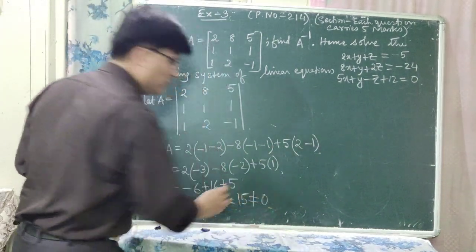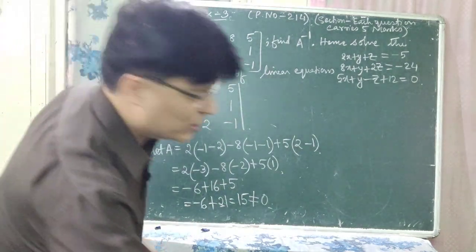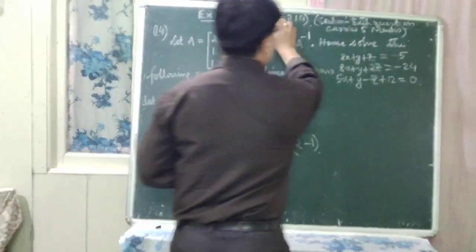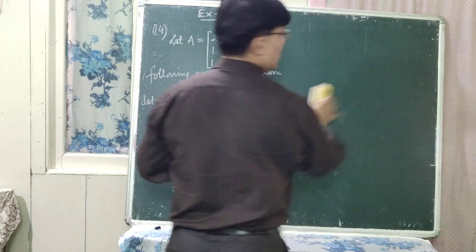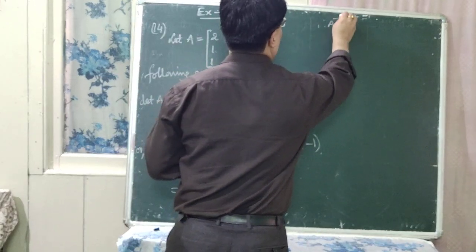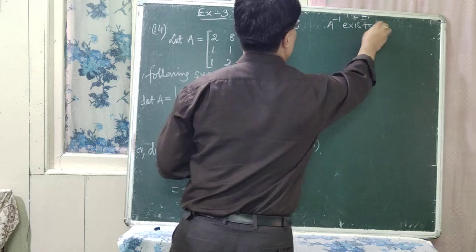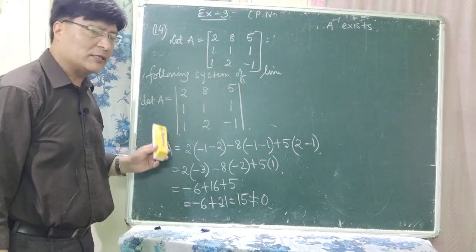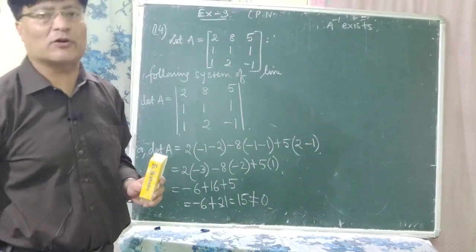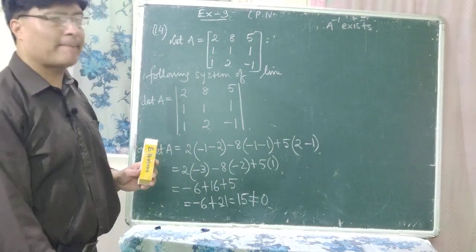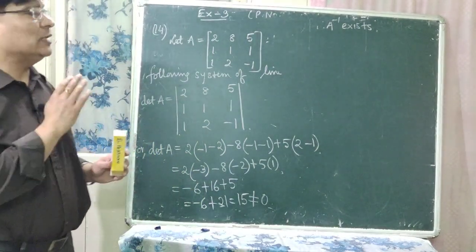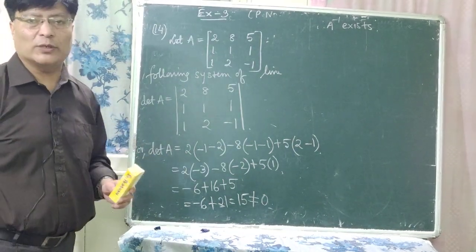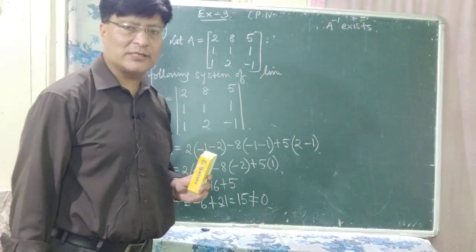So det A is not equal to 0. That means A inverse exists. So you have to write here: therefore A inverse exists. If we could have got det A equal to 0, then A inverse does not exist in that case. In order for A inverse to exist, det A should not be equal to 0. Now here A inverse exists.